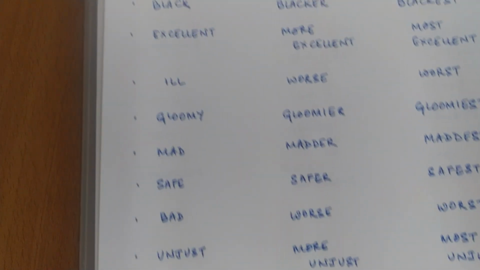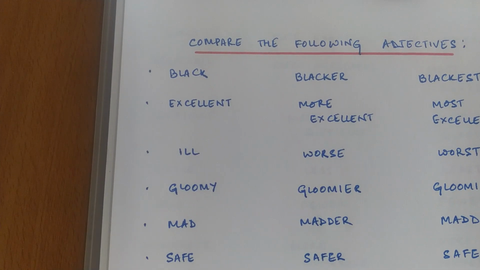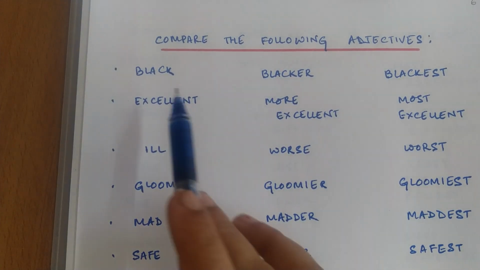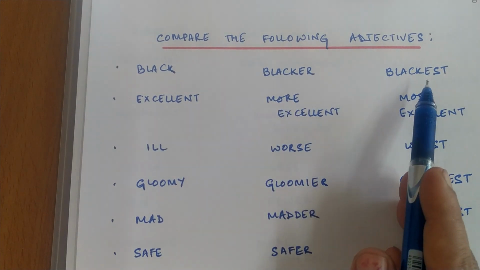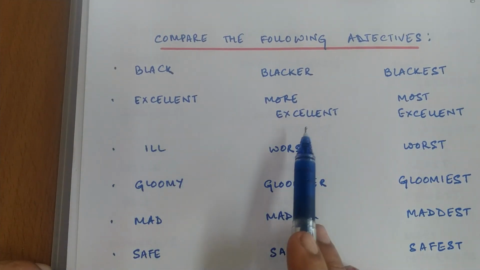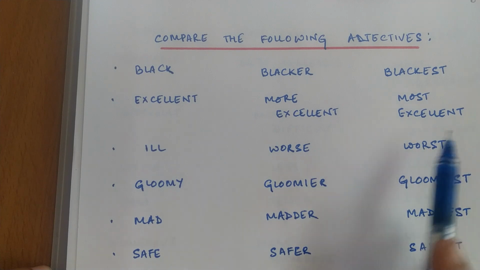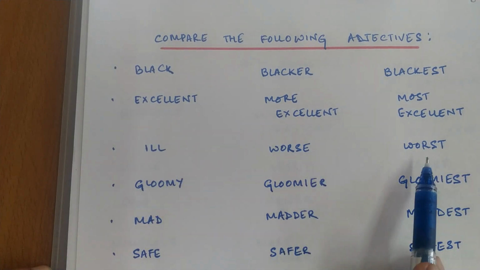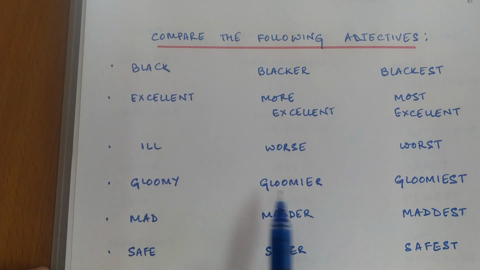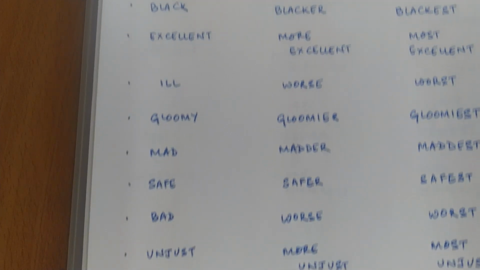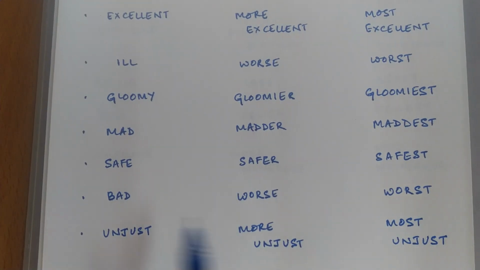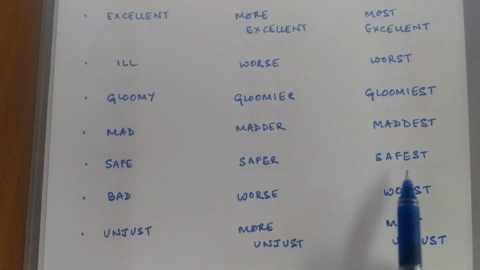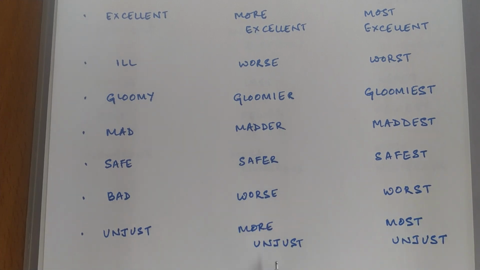Now let us do a small exercise on compare the following adjectives. Black, blacker, blackest. Excellent, more excellent, most excellent. Ill, worse, worst. Gloomy, gloomier, gloomiest. Mad, madder, maddest. Safe, safer, safest. Bad, worse, worst. Unjust, more unjust, most unjust.